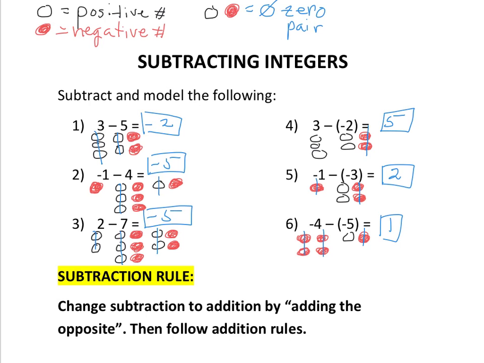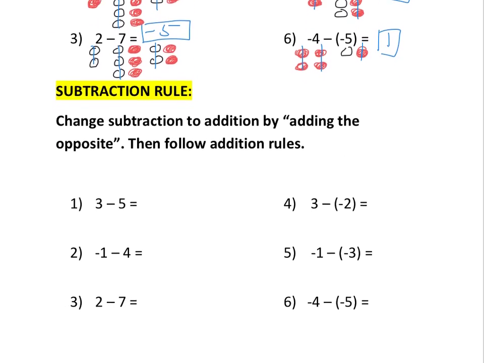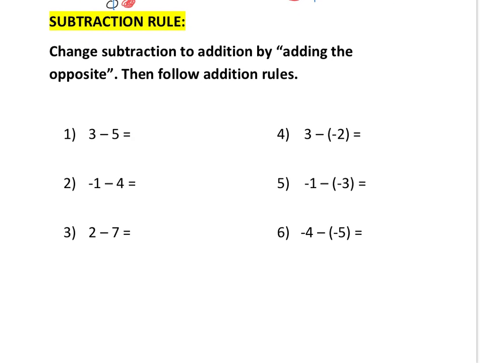So then let's look at the subtraction rule. So here's your subtraction rule. And the subtraction rule, essentially in algebra, we no longer subtract in algebra. We change everything to addition. So there's no more subtraction problems. We're going to change any subtraction statement into an addition statement. And the general rule of thumb is to change subtraction to addition, you're going to add the opposite. And then we're going to follow the addition rules. So we're going to change everything to an addition problem and then just follow the addition rules that we went over yesterday. So what does adding the opposite mean?